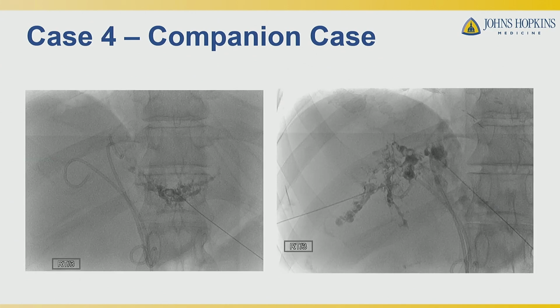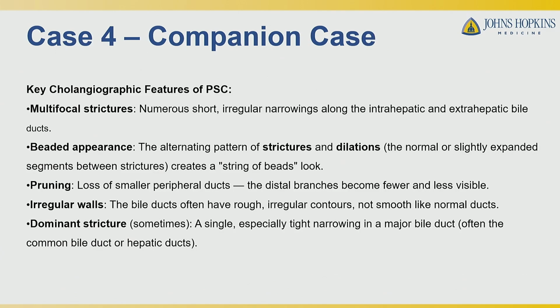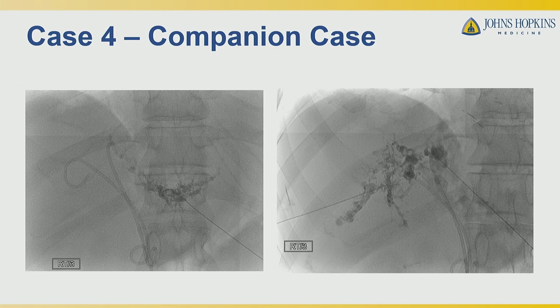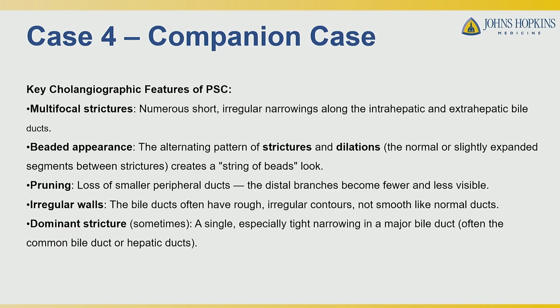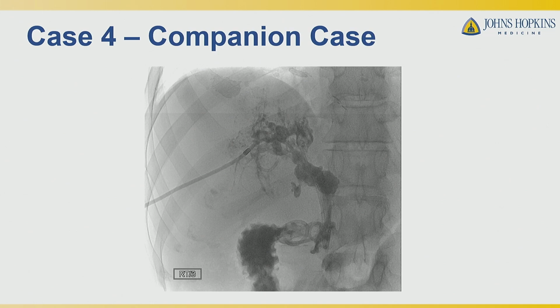What I'm highlighting with this case is it was the most glaring example of PSC that I'd seen, in a patient who had been out in the world untreated for many, many years. You can see the key cholangiographic features of PSC: multifocal stricturing, beading, pruning of the distal branches, irregular walls, and dominant strictures, bilaterally actually. So he was just a glaring example of what PSC looks like when it remains untreated for years and years. As such, we got perc access and percutaneous biliary tube placement. We were able to bridge this gentleman successfully to transplant, which was great.